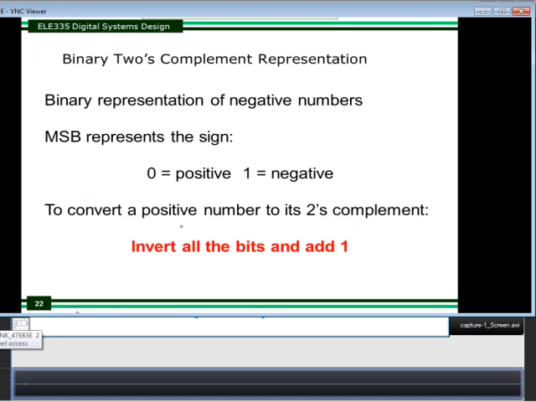The simplest way to convert a number from a positive number to its 2's complement, so to convert from 3 to minus 3 or from 6 to minus 6, is to invert all the bits and then add 1.